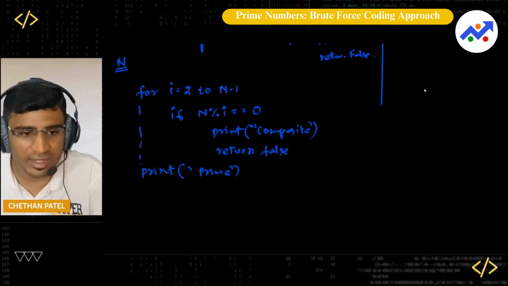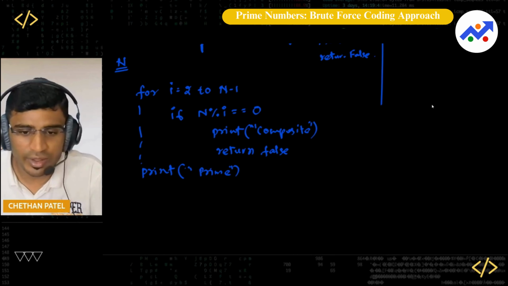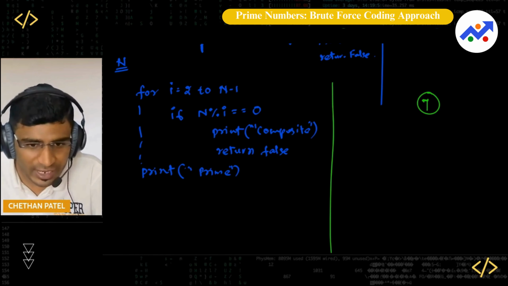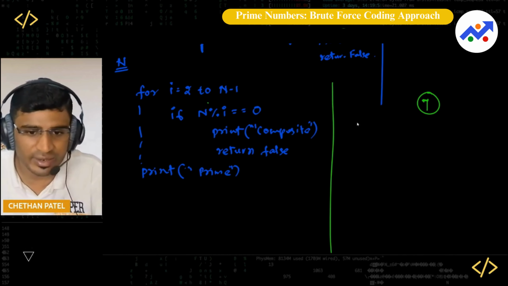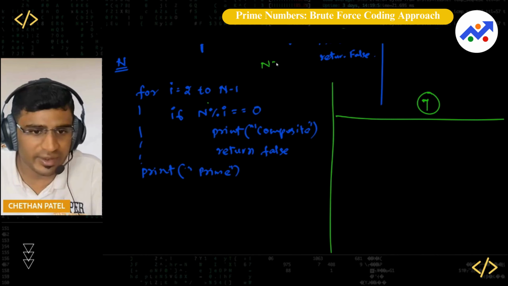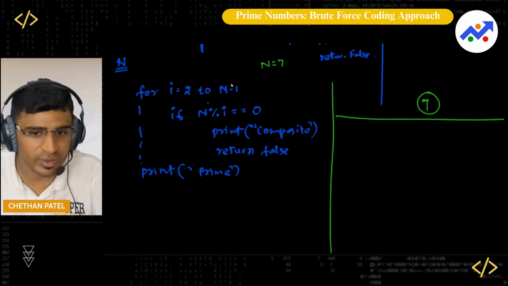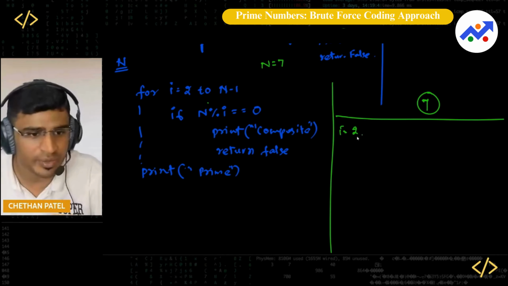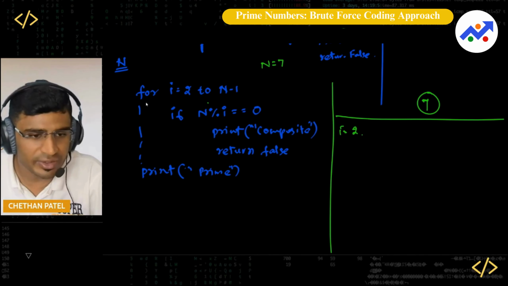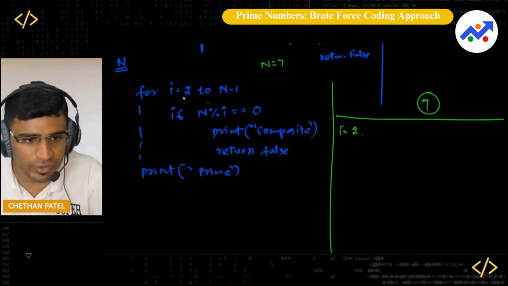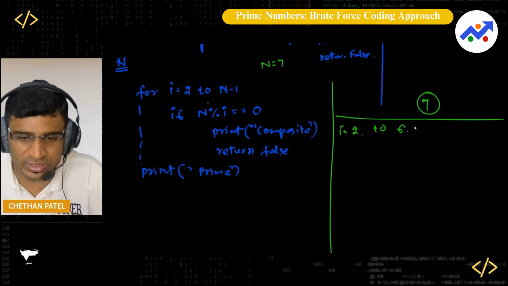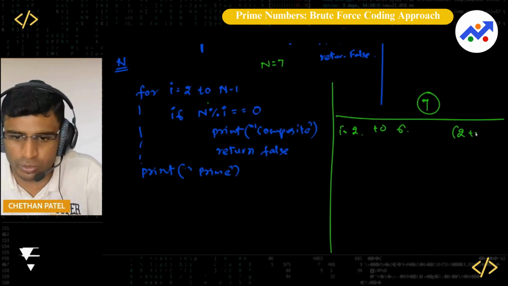Suppose I take, let's say, 7. Now we'll just try to run this. I'll take n is equal to 7. First, i currently is 2. I need to run this loop from 2 to n minus 1, which means 2 to 6. So I need to run this loop from 2 to 6.